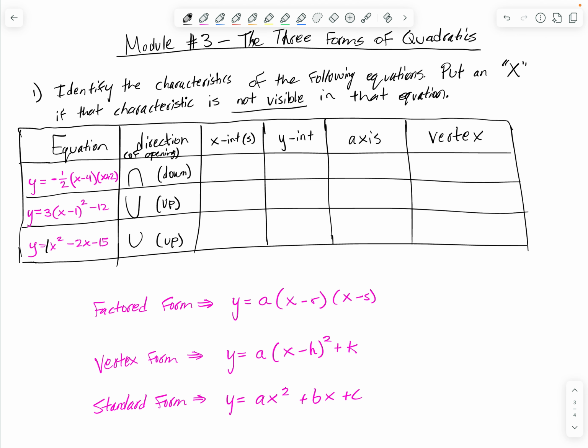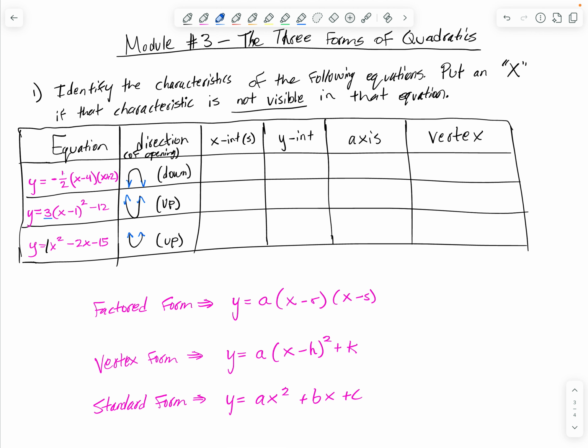This U shape is just meant to show you that the curve is opening up, and that one is opening down. That's all. It's just up or down, based on the a value. If it's negative, it's always going to be down. If it's positive, it's always going to be up.